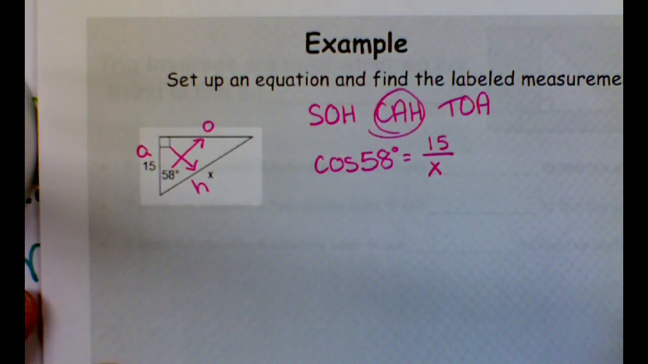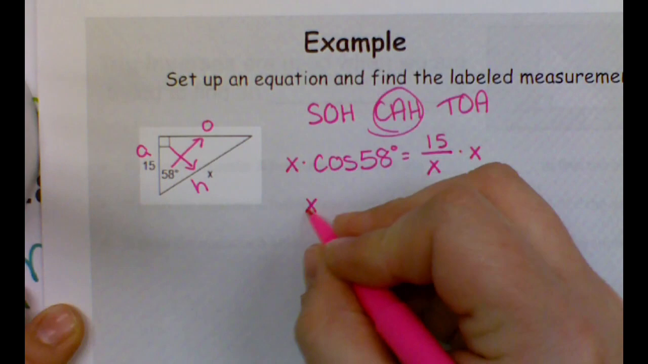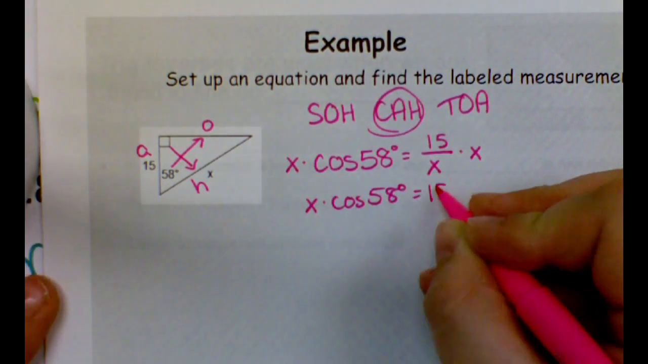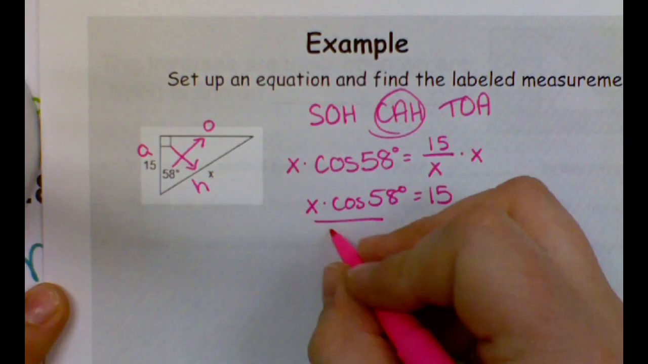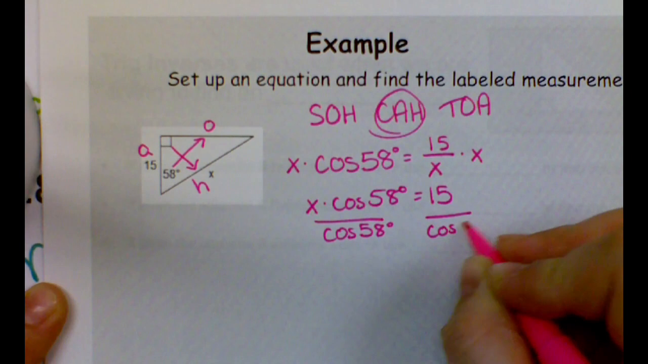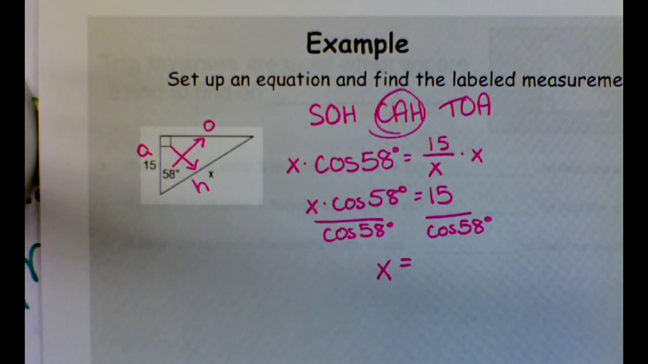Oh, look, we have a two-step problem. Anytime x is in the denominator, it's two steps. Multiply the x over. X times the cosine of 58 degrees equals 15. Divide both sides by the cosine of 58 degrees. And then I have x alone, and I can type it in my calculator.